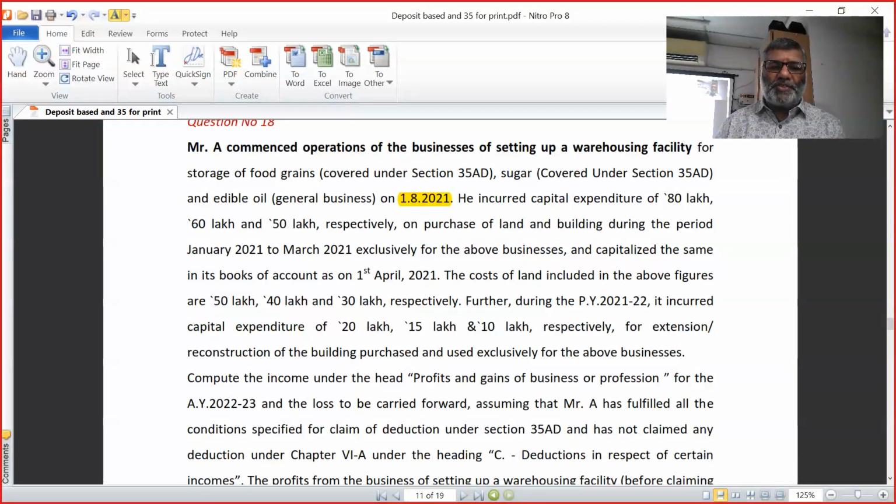So out of 80, 30 lakhs is building, and so on for the others. The other thing is cost of land. Further, during the current year, he incurred expenditure of 20, 15, and 10 respectively for the extension of the building.